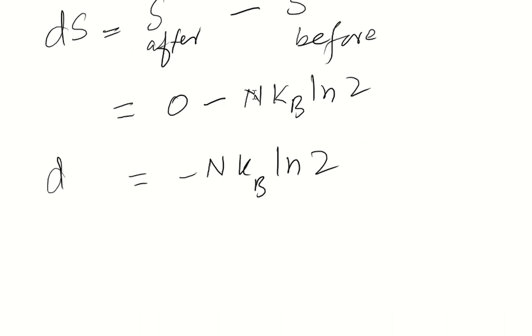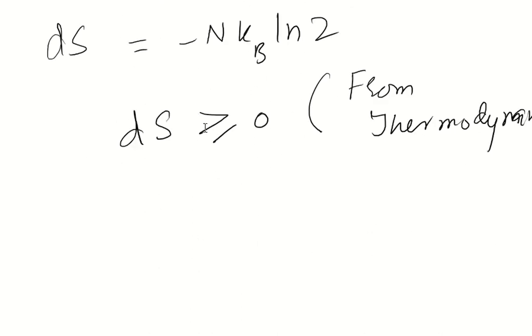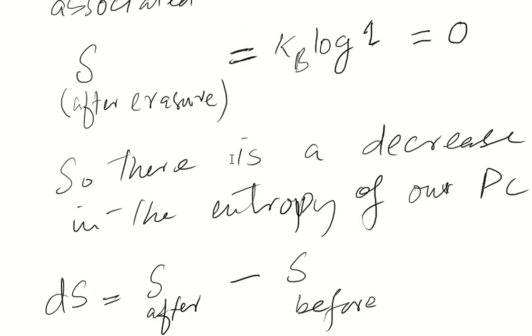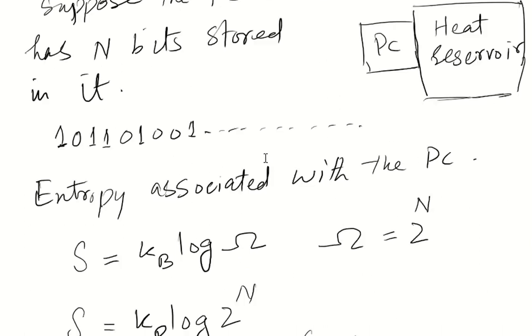So a decrease in entropy, somehow we are not satisfied with this kind of statement. We know from the laws of thermodynamics that the change in entropy is always greater than or equal to 0, that we emphasized so much when we were studying thermodynamics a while ago. So what is the matter? We go back to our model system where we had our PC connected to the heat reservoir, and we see how much heat this change in entropy produced in the PC.